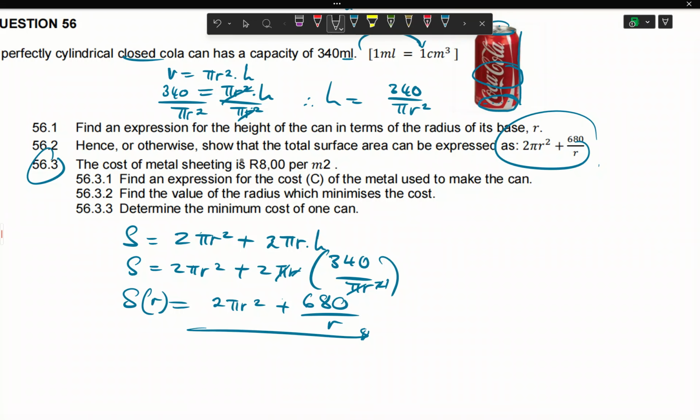Let me not go to that. Let's put a full stop there. So now the cost of a metal sheeting is this. Now for the talking, guys, let's come back here. So now let me highlight this.